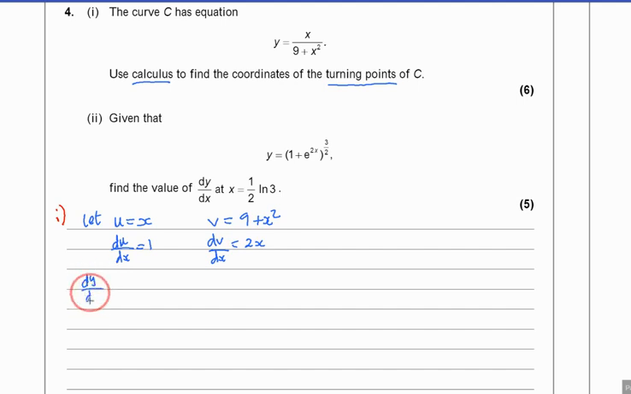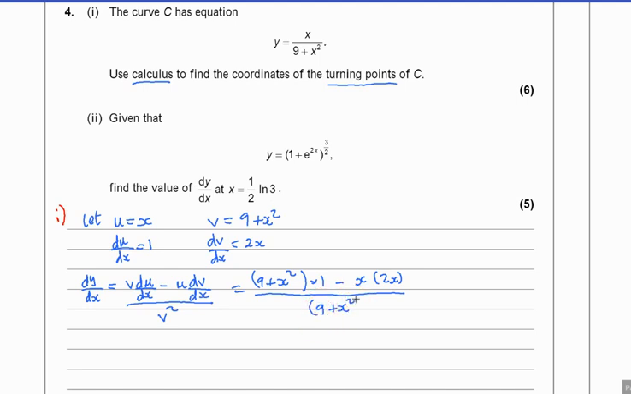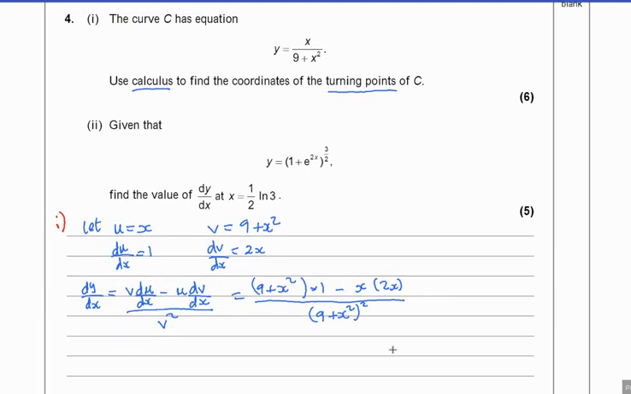And our dy dx, or the quotient rule, is dy dx equals v du dx, take away u dv dx, all divided by v squared. Okay, and that is going to be, so v is equal to 9 plus x squared, du dx is 1, minus u, which is x, times dv dx, which is 2x, and that's all divided by v squared, which is 9 plus x squared, all squared like that. Okay, now that is our dy dx.